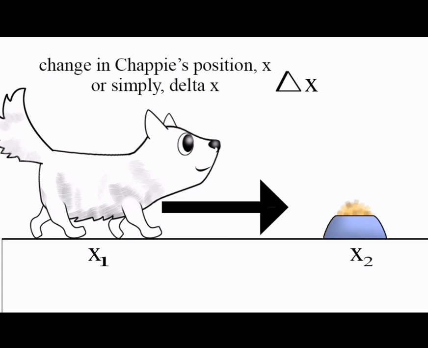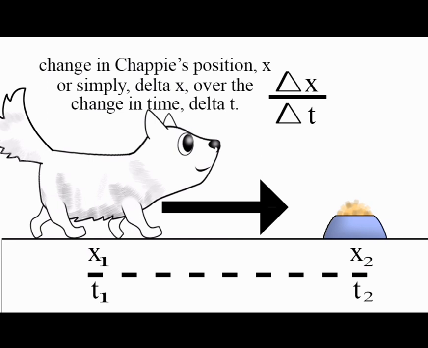To shorten the statement, instead of saying the change in Chappie's position x, we can symbolize the word change as delta. Therefore, we say delta x, which means change in the x-axis. And from the previous videos, we discussed that position x is a function of time. And this event, Chappie walking towards the food, is happening for a time interval, or over time. Also, we can say that there is a change in time. We can write it as delta t.